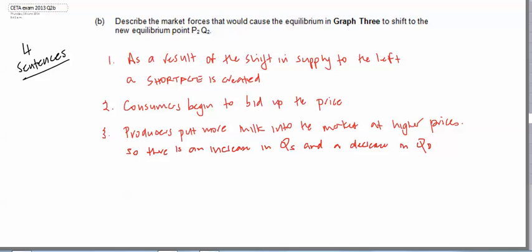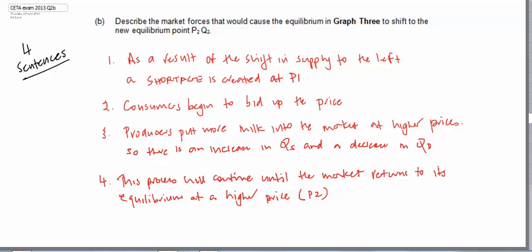So what's the final thing you have to say? Is that this process will continue until the market returns to its equilibrium at a higher price. So there are your 4 steps. If you remember those 4 steps, those 4 sentences, you will always get that answer right in the exam.